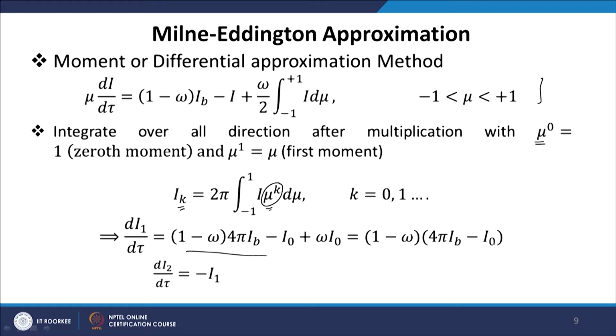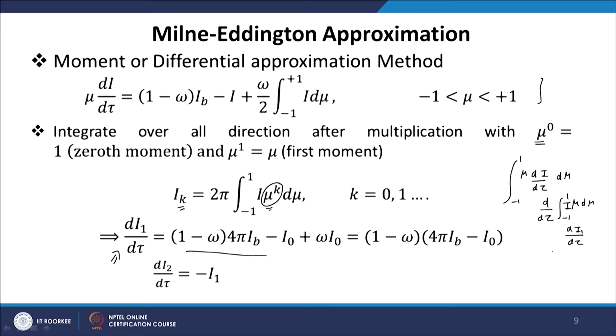Now, just to demonstrate, let us take this quantity mu dI by d tau. We have to integrate this quantity by multiplying by 1. So, we multiply by 1 and then integrate with respect to mu, and the mu value varies from -1 to 1. Now, this d by d tau we can take out. So, it becomes d by d tau of the integral from -1 to 1 of I times mu d mu. So, this becomes the first moment, and we just call it dI1 by d tau. And that is what we have got in this equation.